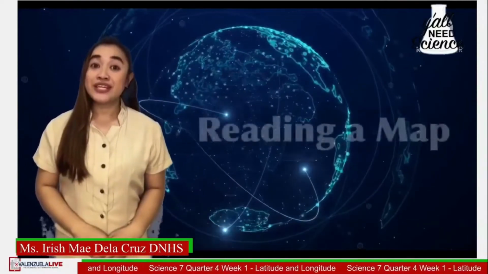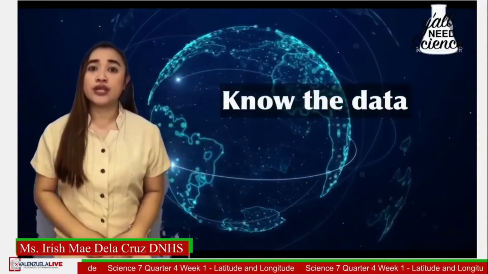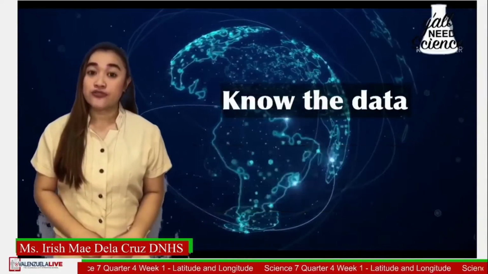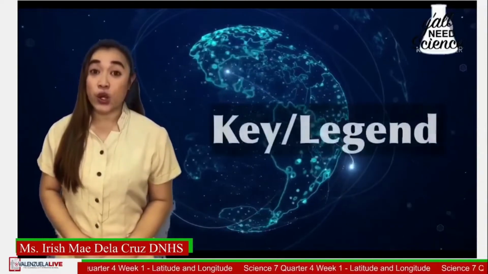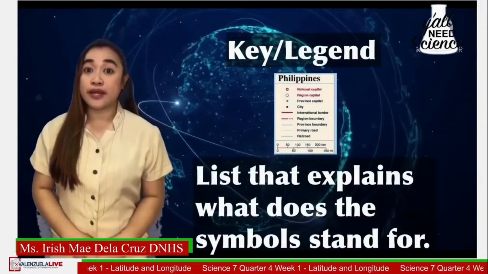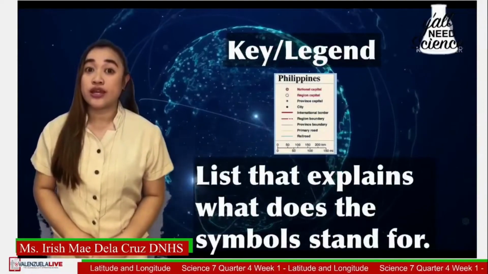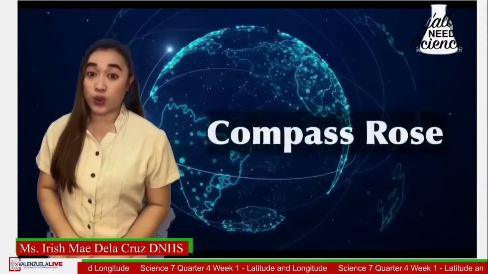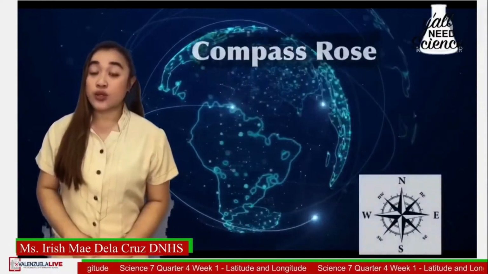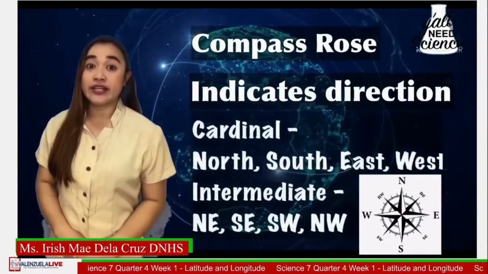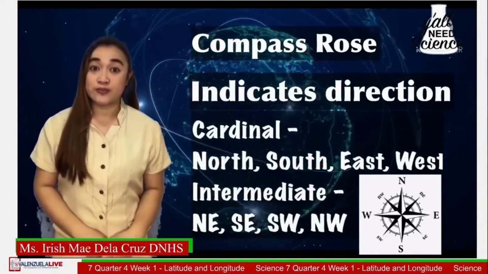In reading a map, you need to know the data on the map and understand its purpose and usage. First, we have the key or the legend. It is a list that explains what the symbols stand for. We have the compass rose. Compass rose indicates direction. It is the cardinal and intermediate.